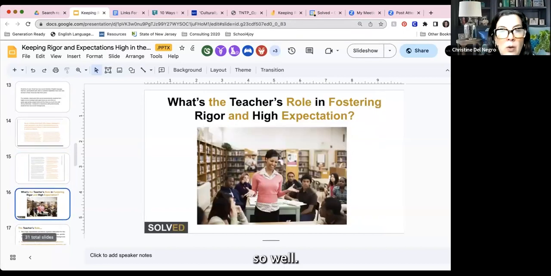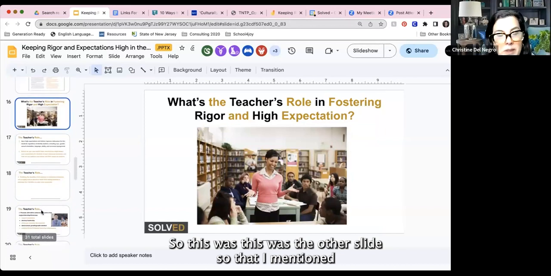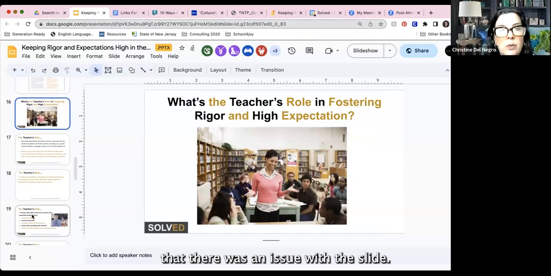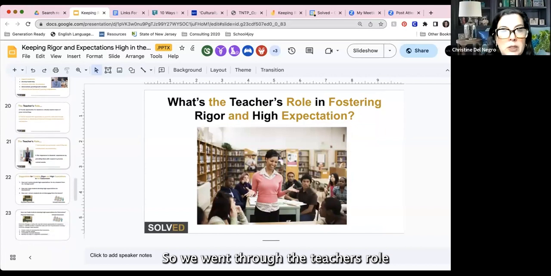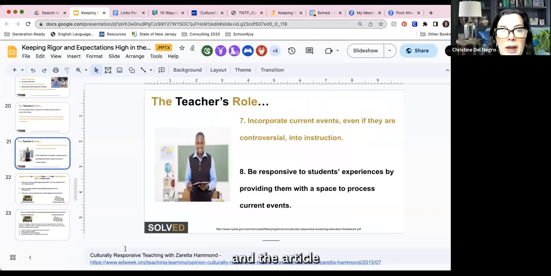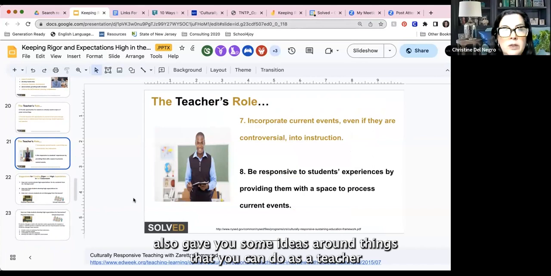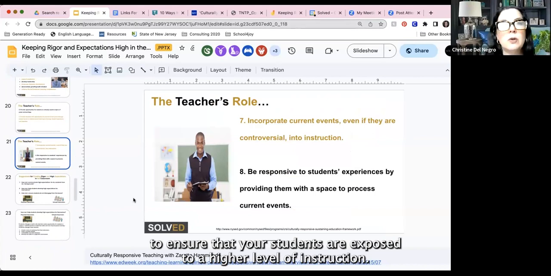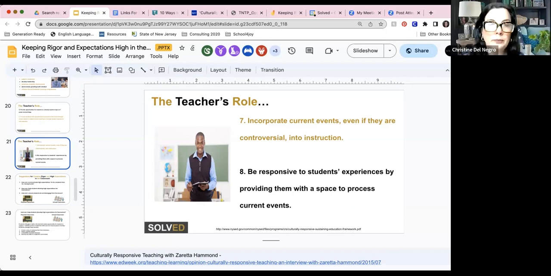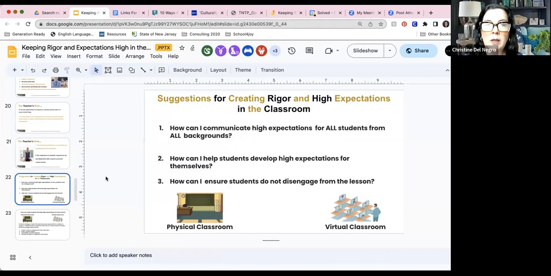So, this was the other slideshow that I mentioned that there was an issue with the slide. So we went through the teacher's role, and the article that you read, the interview with Soretta Hammond, also gave you some ideas around things that you can do as a teacher to ensure that your students are exposed to a higher level of instruction. So these are some suggestions, questions that you can be asking yourself.